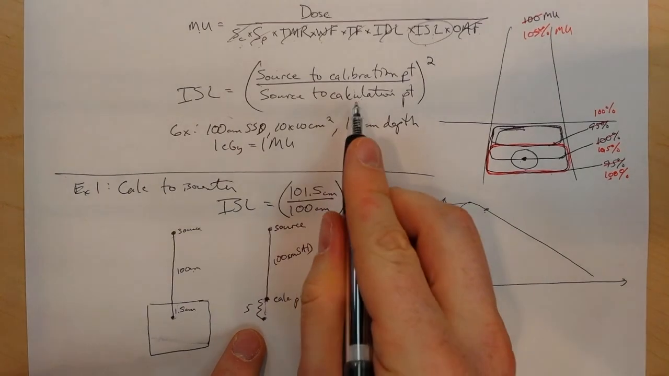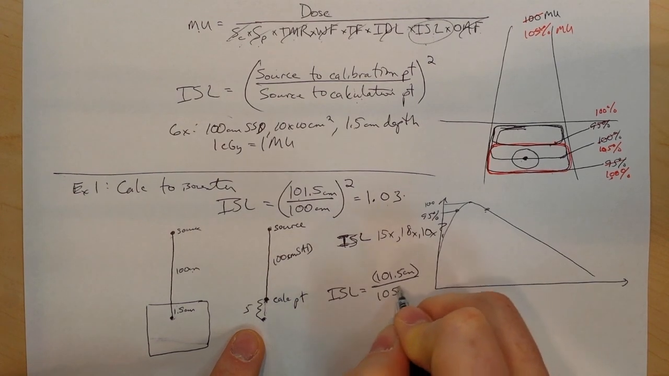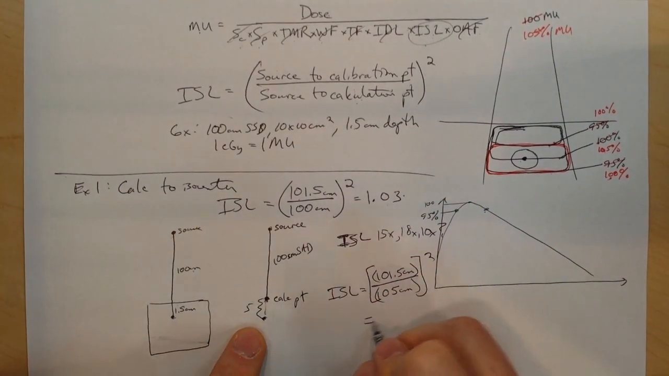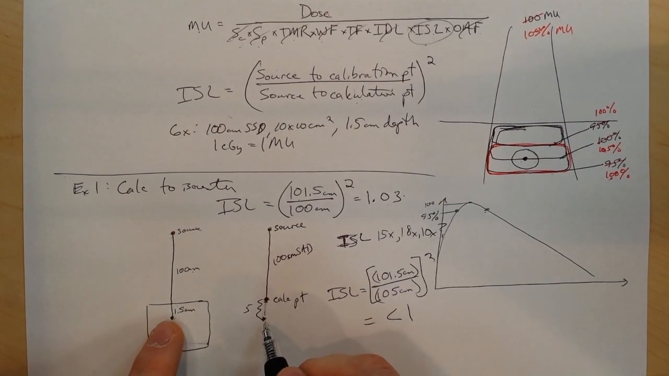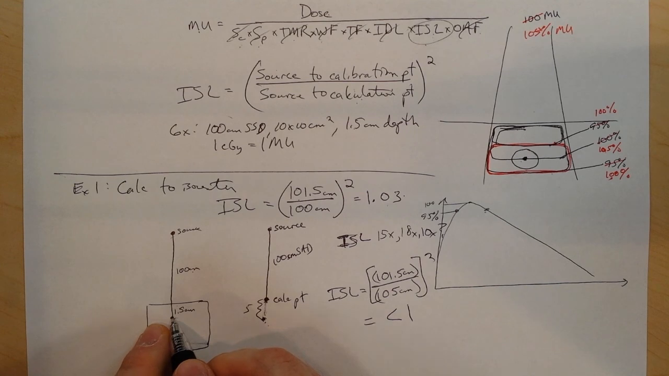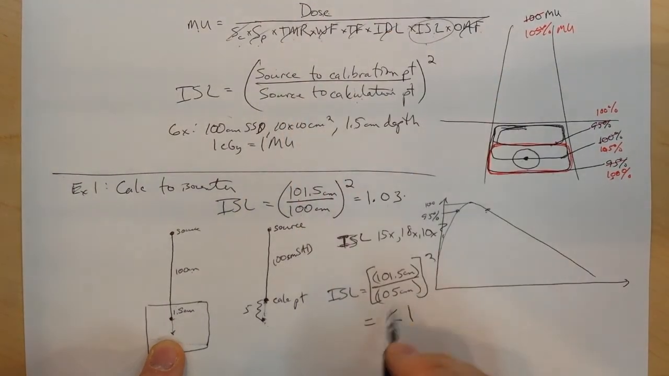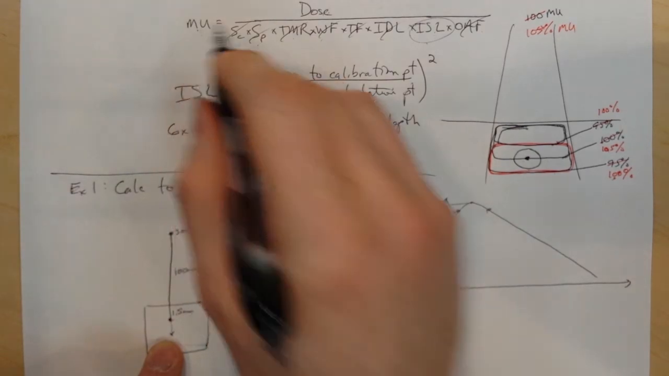And now my source to calculation point is going to be 100 because I'm 100 centimeters SAD to the isocenter, and then I'm an additional 5 centimeters. So I'm 105 centimeters, and this whole thing is squared. This number is going to be less than 1. Notice that I'm beyond my 1.5 centimeter, where 1 centigray equals 1 monitor unit. I'm past that. The radiation is getting less intense as I move past this point. I'm accounting for that by dividing my dose by a smaller number than 1. Therefore, I increase the number of monitor units that are needed. Make sense?